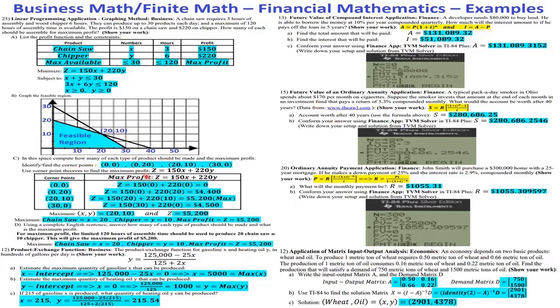So you identify the corner points, then you simply plug those corner points into the objective function, which is the maximizing function, z equals 150x plus 220y. When you plug in (0, 0), you get 0. When you plug in (0, 20), you get 4,400. When you plug in (20, 10), you end up with 5,200. When you plug in (30, 0), you end up with 4,500. So the maximum you will get is 5,200, and that is when x equals 20, which is the chainsaw, and the chipper is 10, which is y.